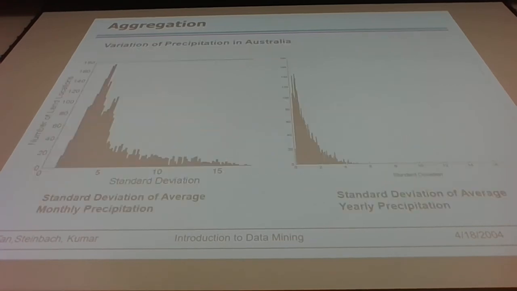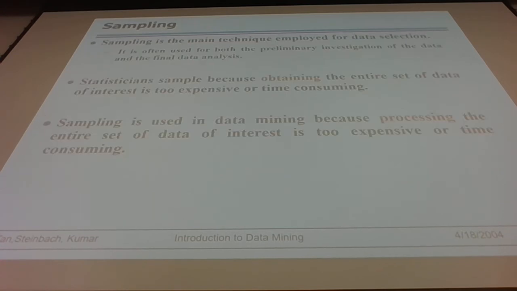And that is what they have also shown: the standard deviation decreases the moment you do an average. They have done it with precipitation in Australia, but we don't worry about that. Now sampling is a very important concept. Sampling is used to do data selection. Now why do you do data selection? Because you want to reason about it.